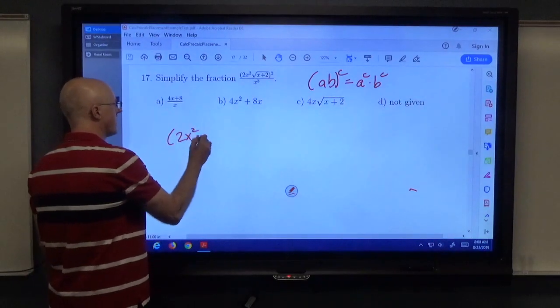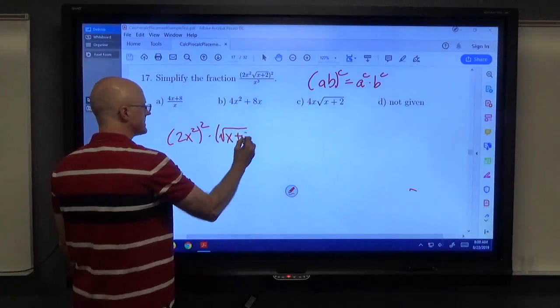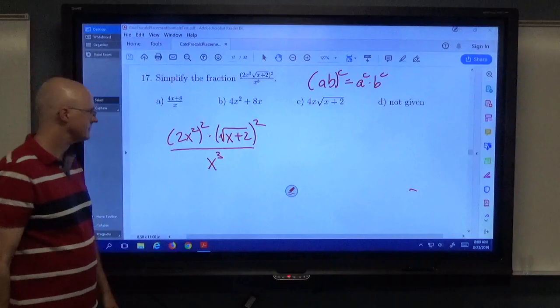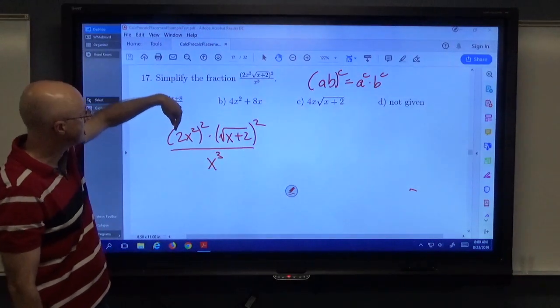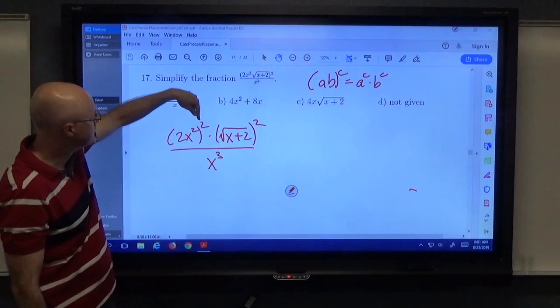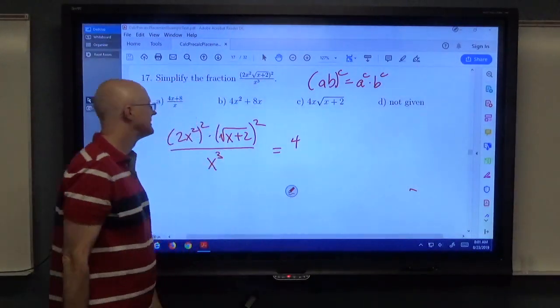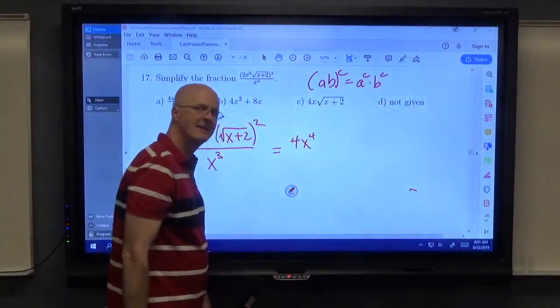Giving me 2x squared, quantity squared, times the square root of x plus 2, quantity squared, all over x cubed. I will need the same property right here. Treat the 2 like the a, and the x squared like the b, and 2 like the c, giving me 2 squared, which is 4, times x squared squared, which is indeed x to the 4th.